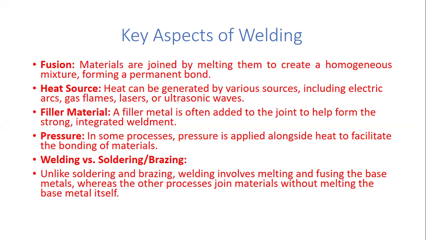Next one is pressure. In some processes, pressure is used along with the heat in order to facilitate the bonding of the material. Here, welding is the only process where we melt the material, whereas in other metal joining processes, we can connect the base metal itself without that melting process. This is the comparison between welding and other types of metal joining processes.